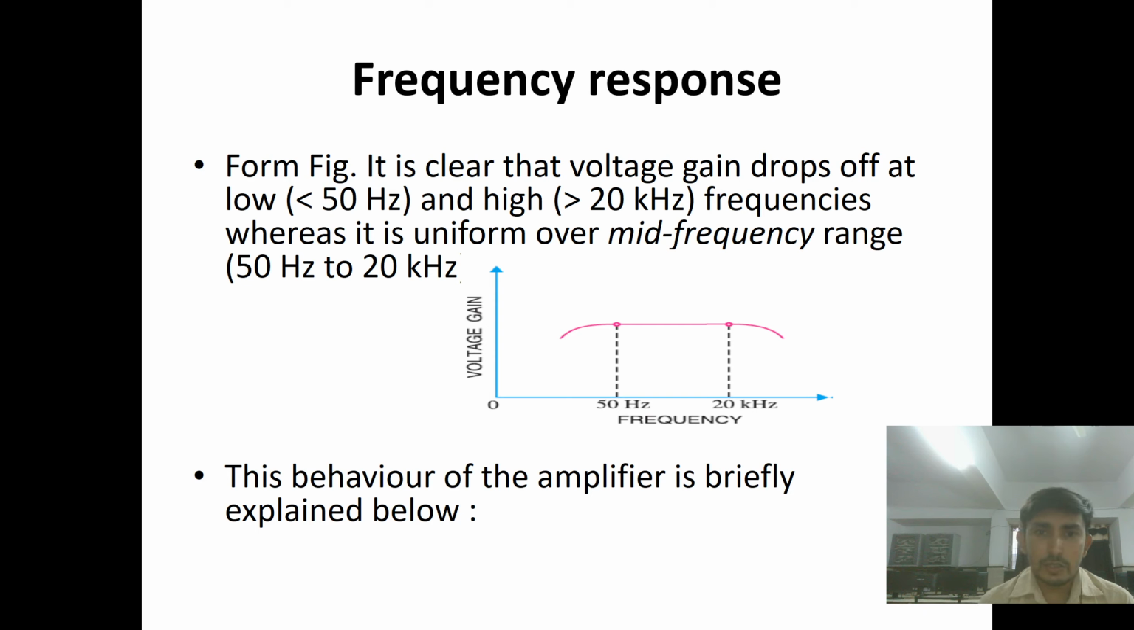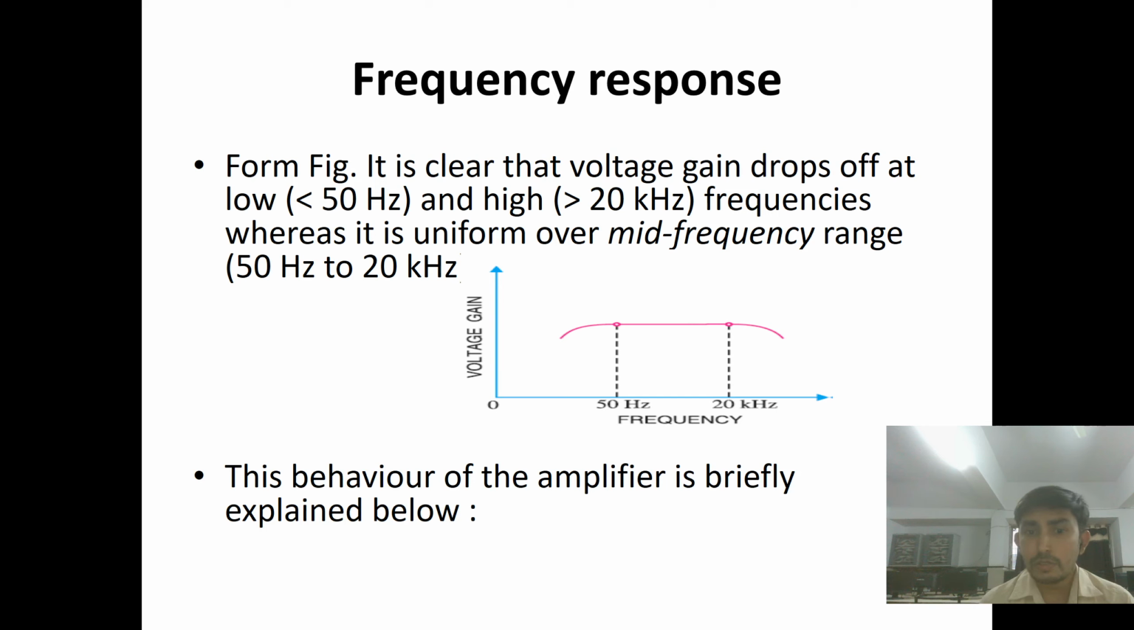In that you can see the curve behaves in a certain way at lower frequency and at higher frequency. Lower frequency means below 50 Hz. Higher frequency means above 20 kilohertz. In both cases the gain will drop off, while in the mid range of 50 Hz to 20 kilohertz, the gain remains uniform.